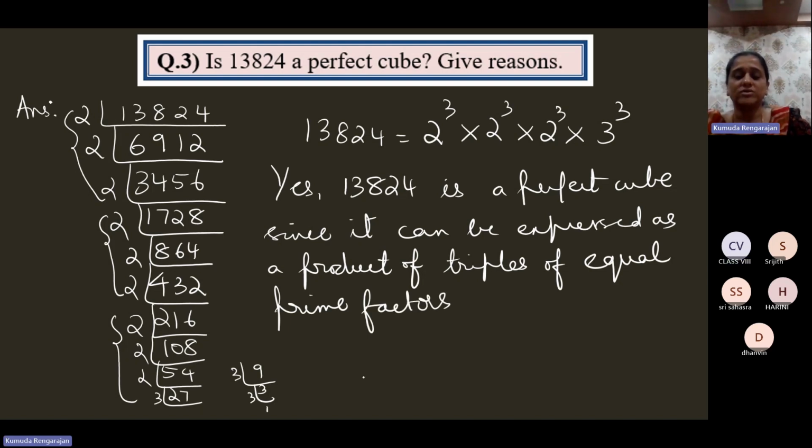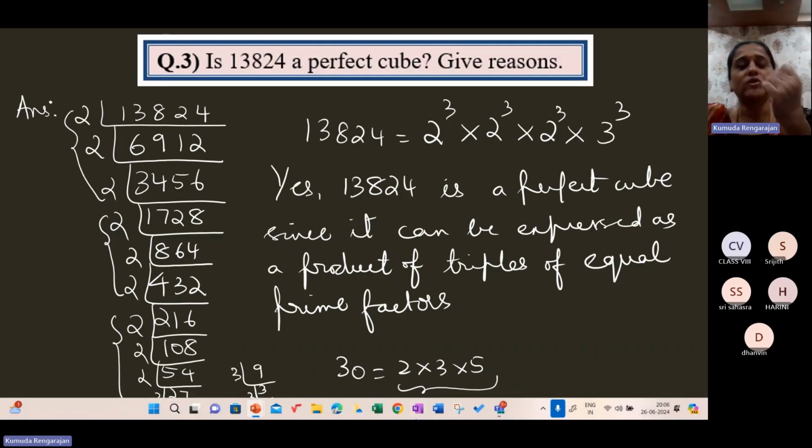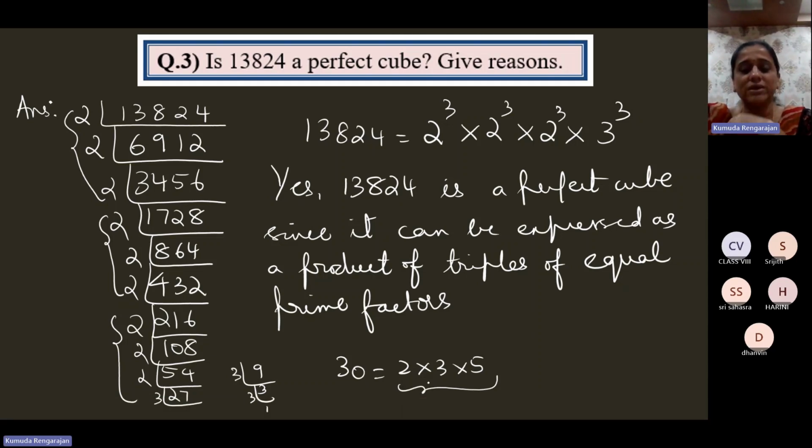Because see here, now supposing 2 3s are 6, 6 5s are 30. Now what is 30? 30 is 2 into 3 into 5. Now this is also a triple. Triple is a set of 3. Now there are 3 primes here, 2, 3, 5. So is 30 a perfect cube? No, because you should be able to express a number as a product of triples of equal prime factors, not prime factors, equal prime factors. If it is 2, 2 should happen 3 times. 3, 3 should happen 3 times. 5, 5 should happen 3 times. That's the difference between prime factors and equal prime factors.